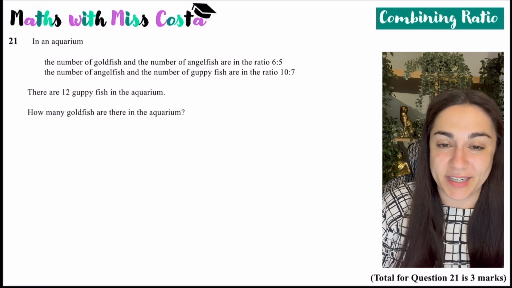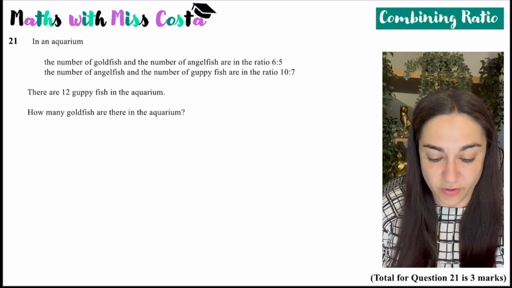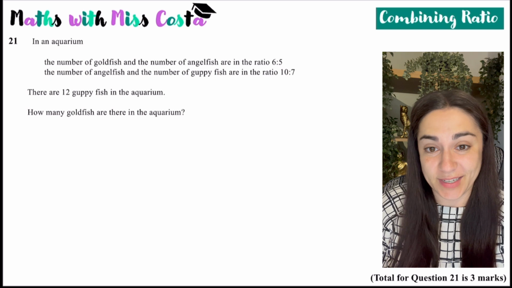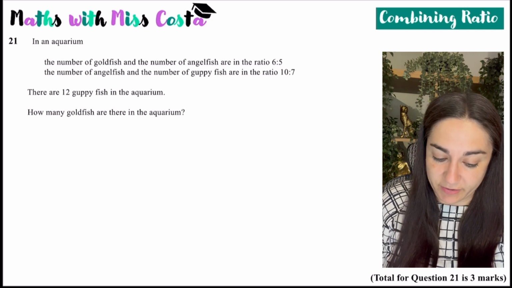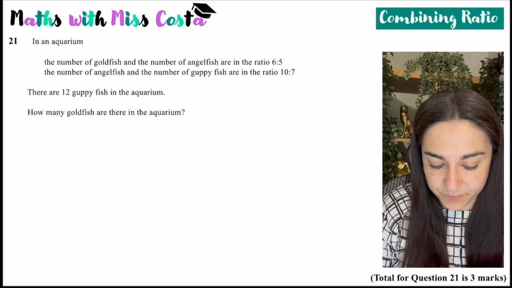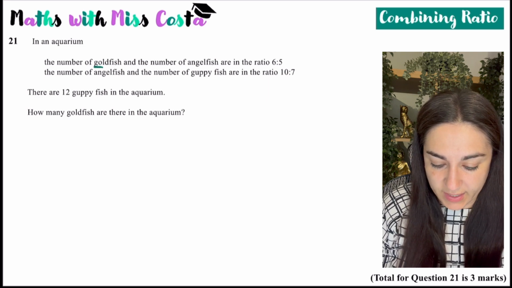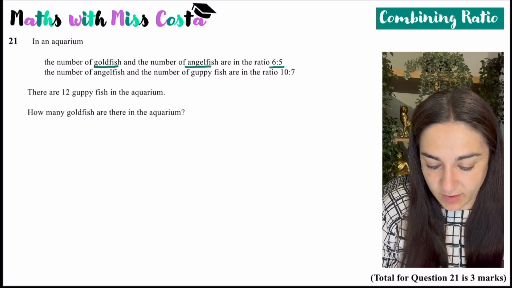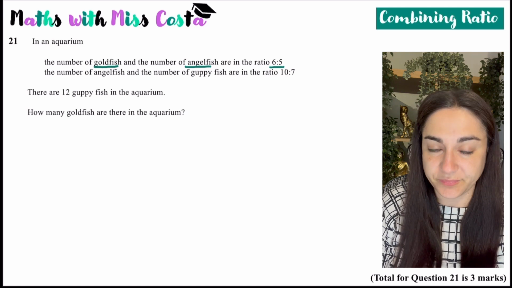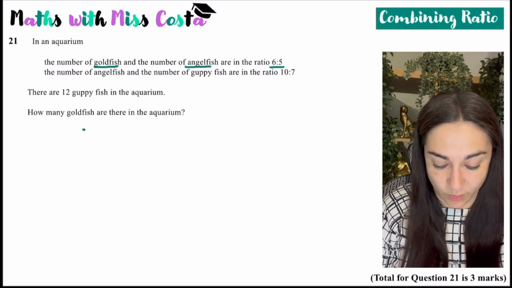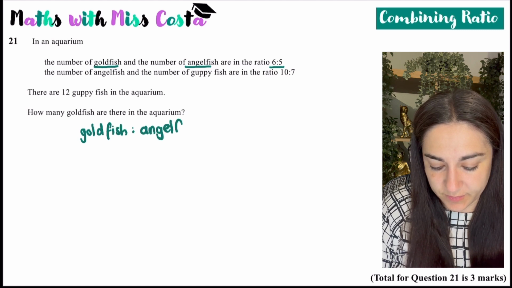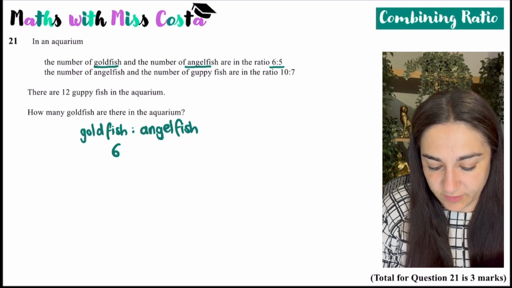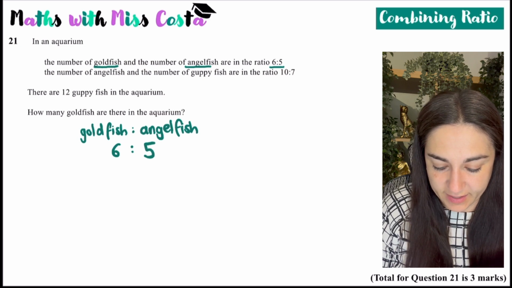Okay, so here we've got a ratio question, and we've got two different ratios that we're somehow going to try and combine. So I'm told that in an aquarium, the number of goldfish and the number of angelfish are in the ratio 6:5. So it always helps to just actually write out what is happening. So I know that goldfish to angelfish are in the ratio 6:5.